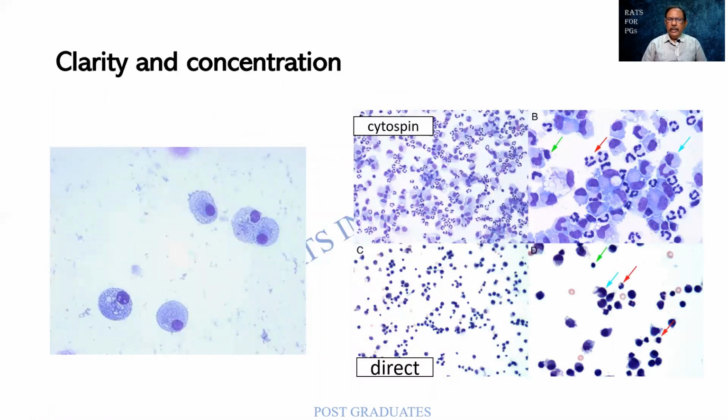And clarity and concentration. There are two sets of material. This is by means of the cytospin, and this is by means of a direct preparation. So in this first slide, I am able to see the cellular detail. They are being well separated, and nuclear cytoplasmic differentiation can be well brought out. The cellular yield is also high enough.